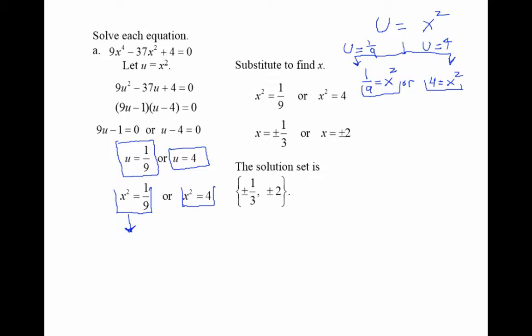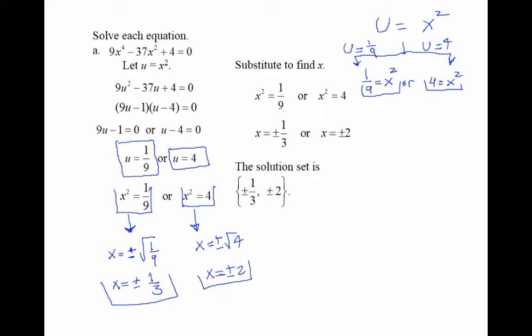So each of these can be solved easily by writing this as x is equal to, if I take a square root of both sides and put a plus and minus in front of that, then I can solve that. That would be x is equal to plus and minus square root of 1 over 9, or 1/3. And here I get x is equal to plus and minus square root of 4, which is x equal to plus and minus 2. So here we find 4 answers here. Plus and minus 4, plus and minus 2, and plus and minus 1/3. These are our solutions here, and that's what we did here.